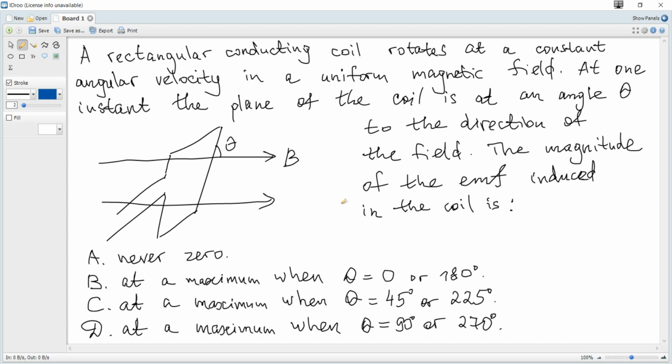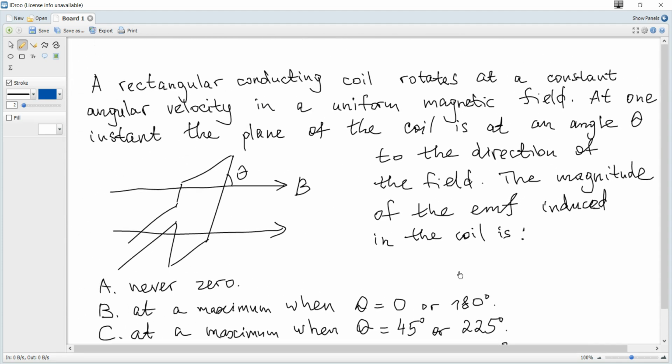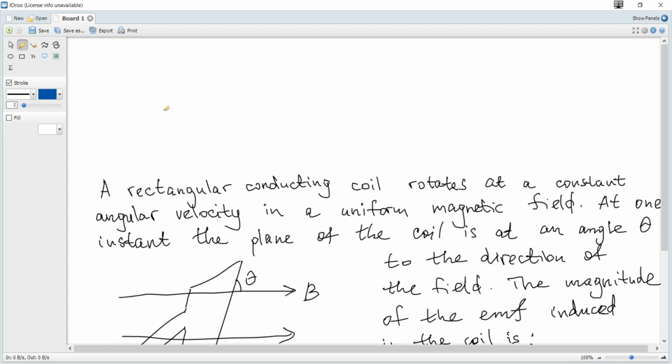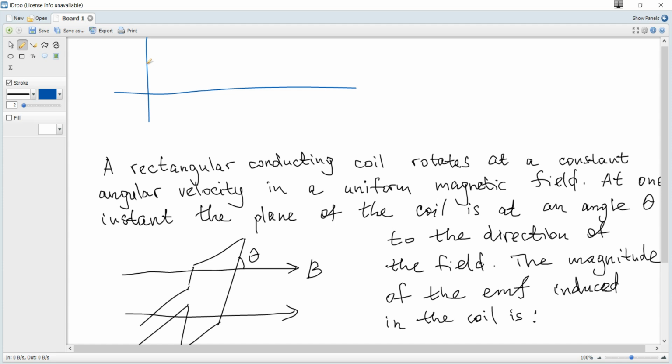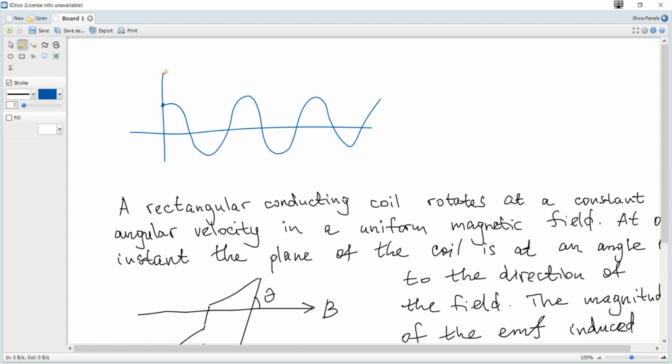So, since this coil is rotating at a constant angular velocity, the magnetic flux, the number of lines of a magnetic field cutting the coil, will change by sine or cosine law. Plus or minus, it doesn't matter. So it looks like this. It may be cosine or sine. It depends on the initial position. So it's magnetic flux with time.